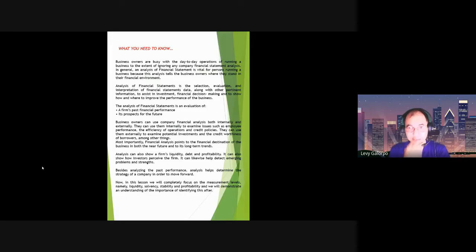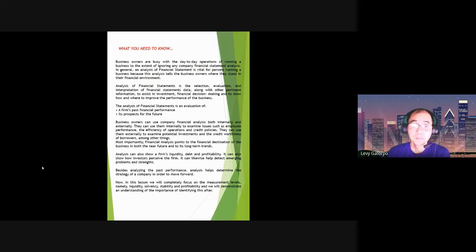So, analysis of financial statement is the selection, evaluation, and interpretation of financial statements data, along with other pertinent information to assist in investment, financial decision-making, and to show how and where to improve the performance of the business. So, bakit nag-a-analyze? Para mag-assist sa investment, okay? Yung mga decision-making regarding sa finances, at saka kung saang part ng business ang dapat i-improve.